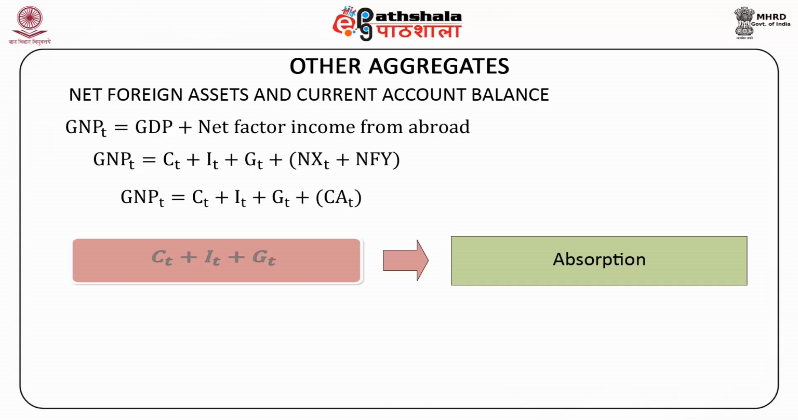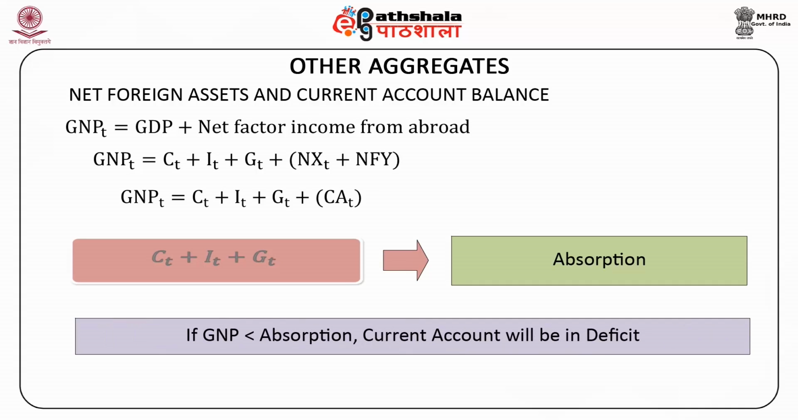If we take the absorption term to the left hand side, an important interpretation can be derived. For a country where GNP is less than absorption, the current account will be in a situation of deficit.